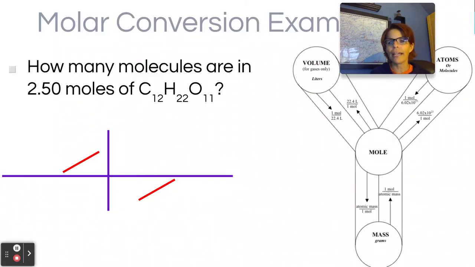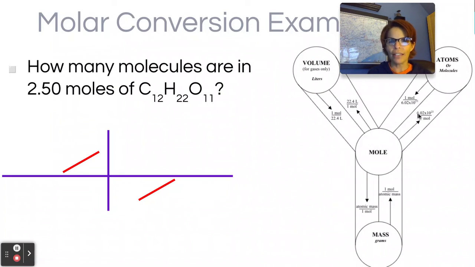Let's try one more. Now we're going to go into the upper right-hand corner this time. It says how many molecules, that's what we're trying to get to, if we're given 2.5 moles of the same substance from last time. So again, we're starting in the center circle and we're going to head up this direction.